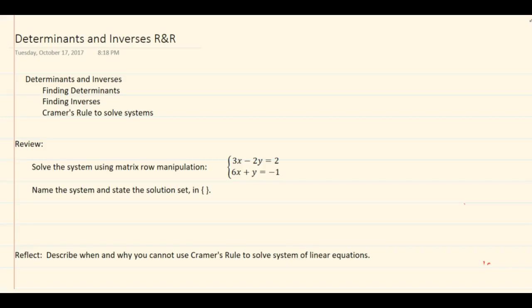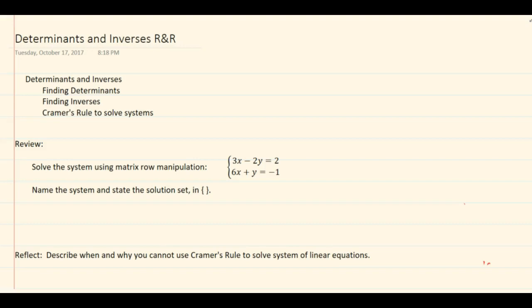This is the review and reflect before we talk about the topics in terms of determinants and inverses, which means we're going to be finding determinants, finding inverses, and using Cramer's rule to solve systems. So as a review, we want to make sure that we solve a system using matrix row manipulation, and this is our system. And we also need to be able to name it and state the solution set in curly brackets.